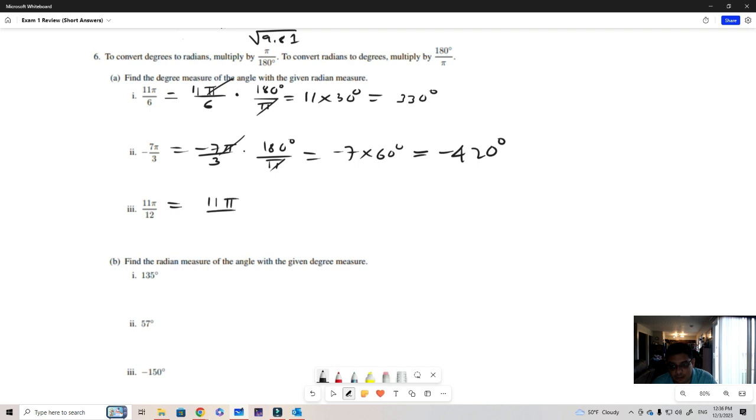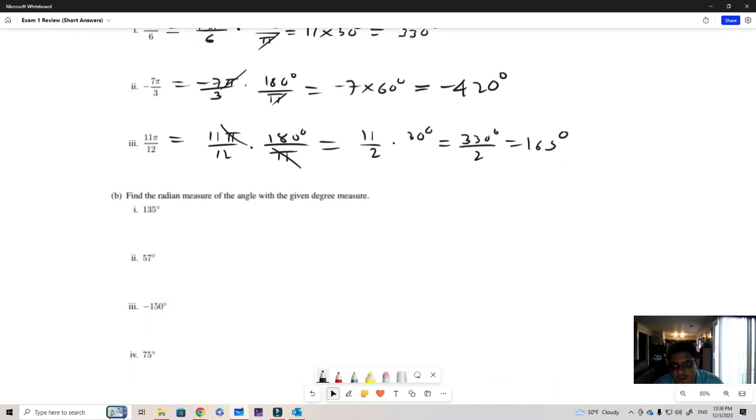Here 11 pi over 12, and we multiply by 180 over pi. Again, the pi is canceled, and we get this multiplication here. We can simplify this by bits and pieces. So for example, I can divide everything by 6, I get a 2 from here, and I'm going to get a 30 here. And so now we can see a little bit better. This is going to be 330 divided by 2, and this is going to be 165 degrees.